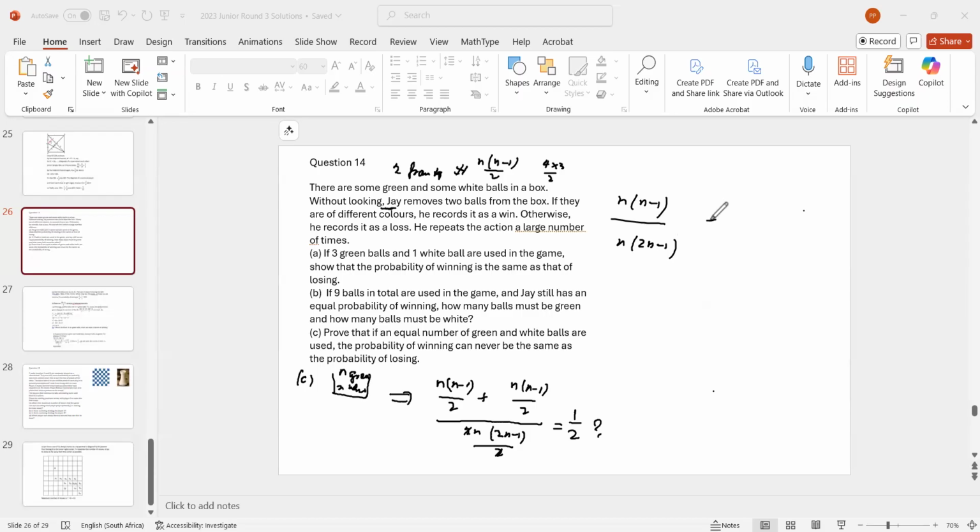And you want to know whether this is equal to a half. The n's cancel. Right? So you have 2n minus 2 equals 2n minus 1. Now look at this. That means 2 is equal to 1. This is impossible. So therefore, if you assume that you can have half, you get an impossible situation. So you can never get equal probability. The question says the probability of winning can never be the same as that of losing. Right? That means the probability can never be half. Okay, so that takes care of number 14.